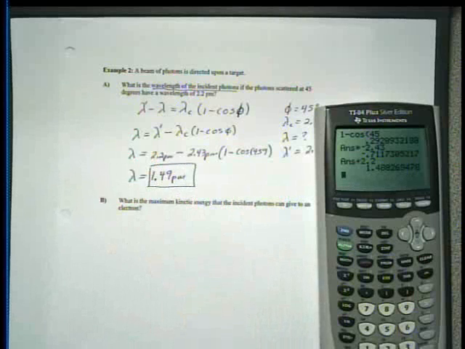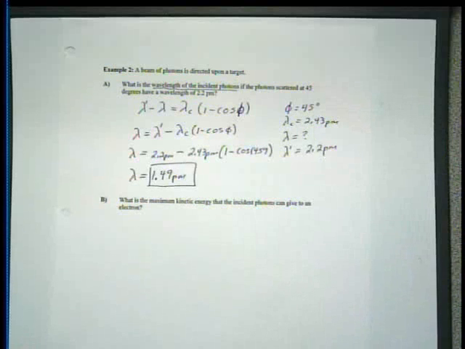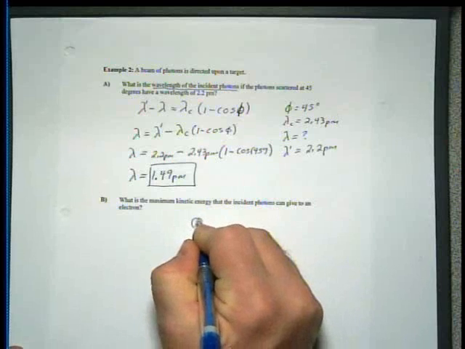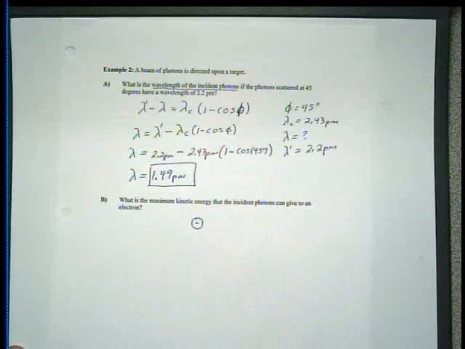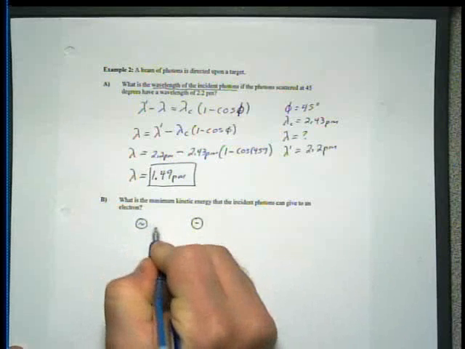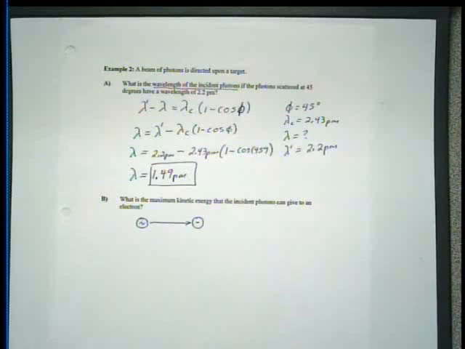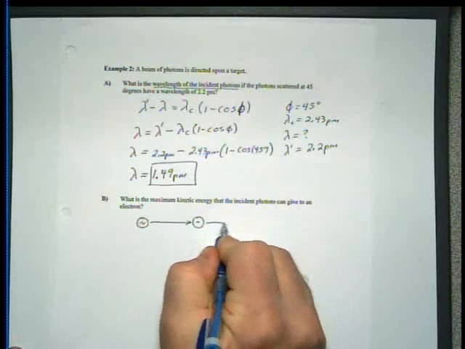Now you could also be asked what's the energy that it had, if you want. It says what's the maximum energy that an incident photon can give to an electron? Now here's the point. For the maximum energy, I need to know the angle at which it scatters. If you have a billiard ball, there's Mr. Electron. And here comes Mr. Photon in like that. The maximum energy is going to occur when this guy goes this way.